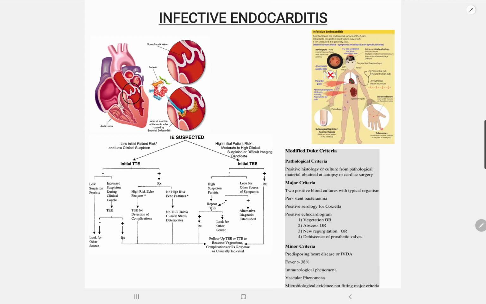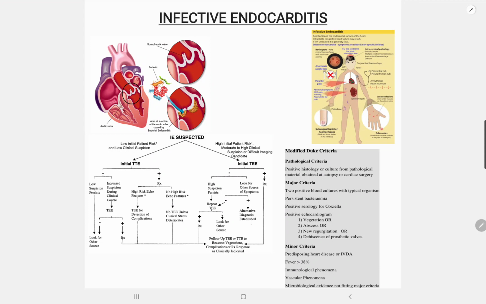Antibiotics are the mainstay of the treatment, and the choice depends on the identified pathogens. Some cases may require surgical intervention to repair or replace damaged valves. If untreated, infective endocarditis can lead to serious complications such as heart valve damage, heart failure, or emboli, that is, clumps of infected material that can travel to other parts of the body.